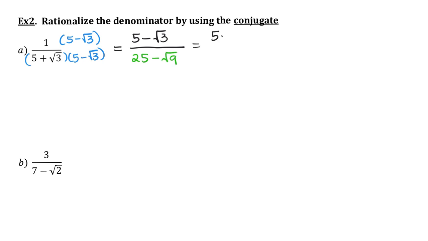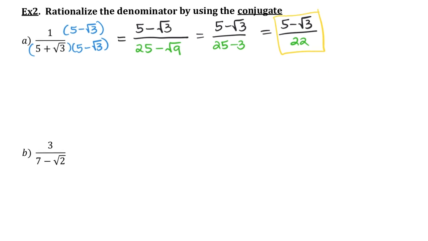Which means I have 5 minus root 3 at the top. At the bottom, I have 25 minus 3. So I get 5 minus root 3 over 22. Since there's no longer a radical in the denominator, this is a better answer, even though I know that it actually doesn't look better than the first answer.